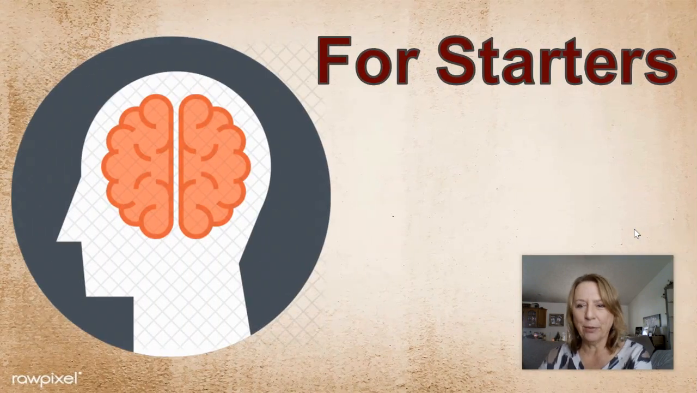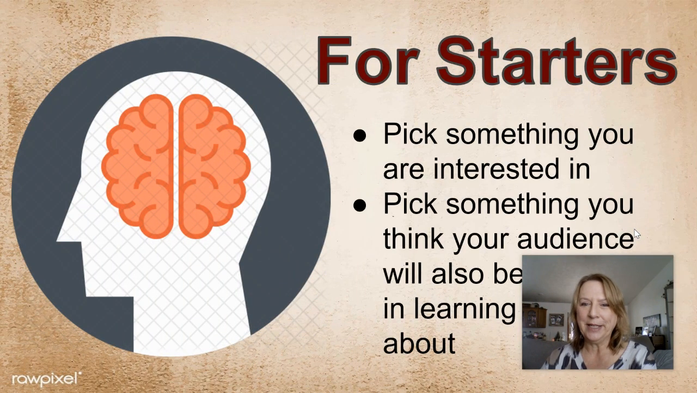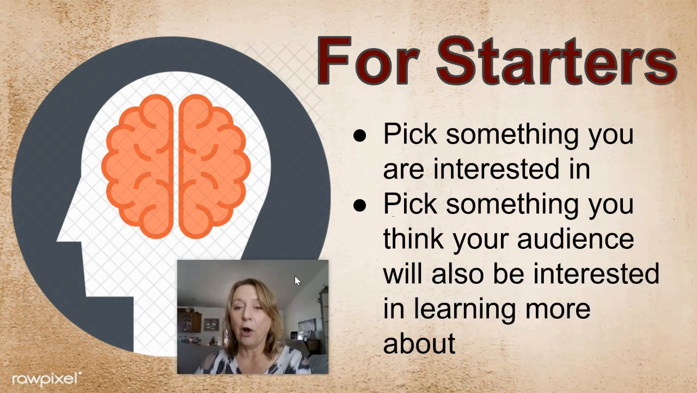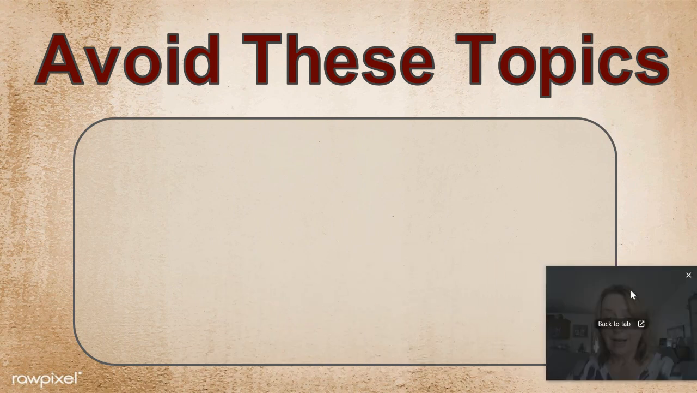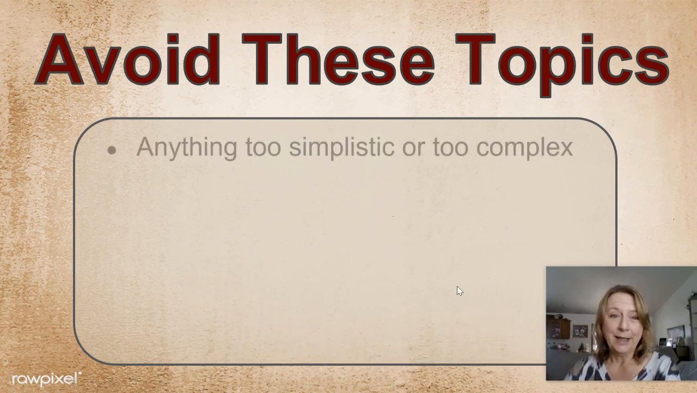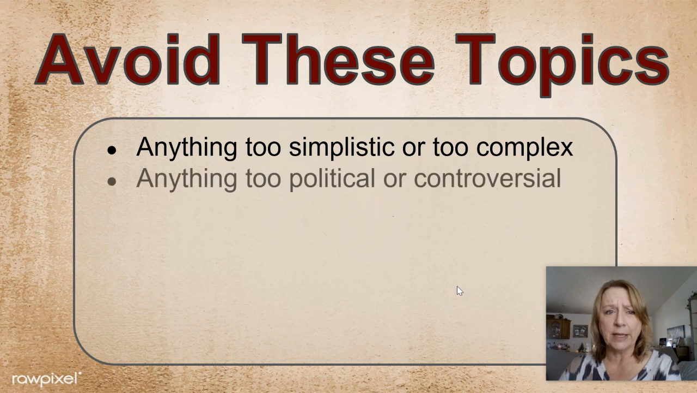Okay, so how to pick an informative topic, because that's what we're going to do next. You obviously need to pick something you're interested in and something that you think your audience will also be interested in learning a little bit more about. So there's some do's and don'ts. Avoid these topics. Don't pick something that's too simple, like you'd be talking down to them, something that might be more appropriate for like a junior high speech, but also don't pick something that's too broad or too complex that there's no way you can cover that in a 4-minute speech.